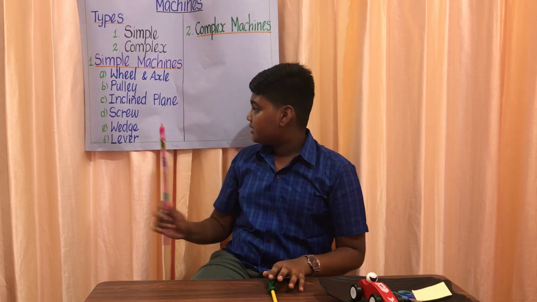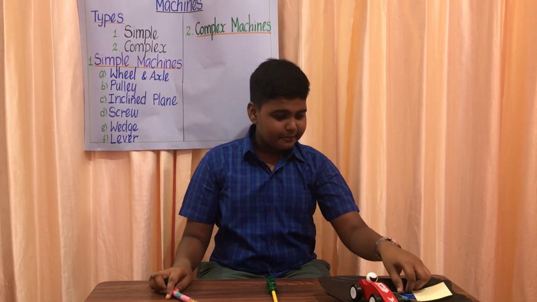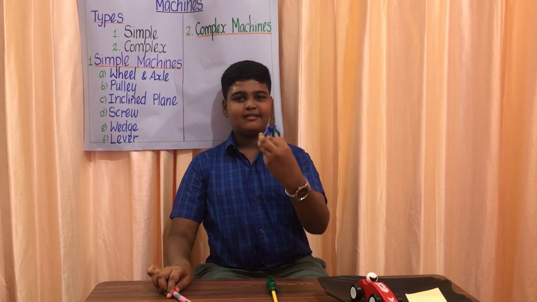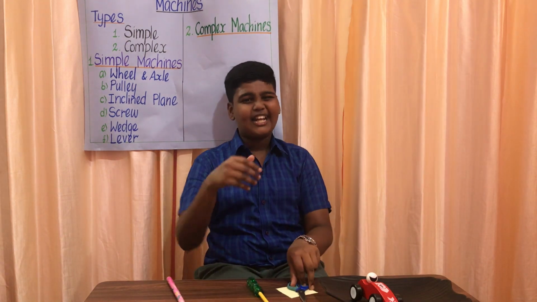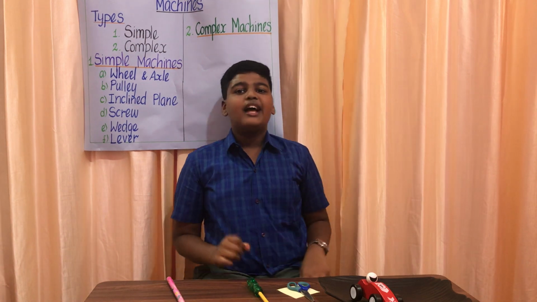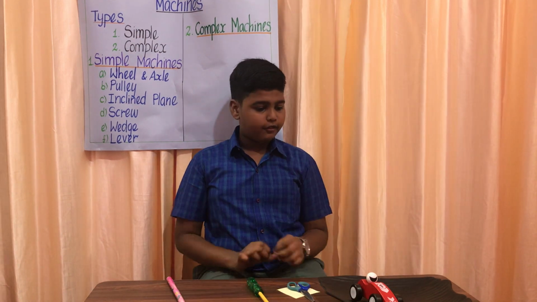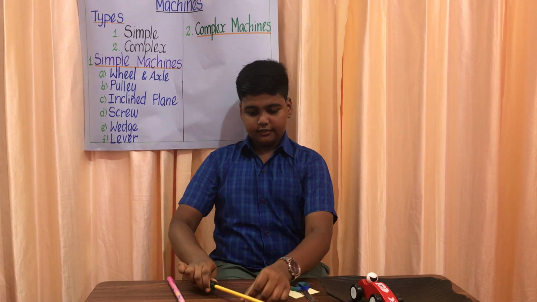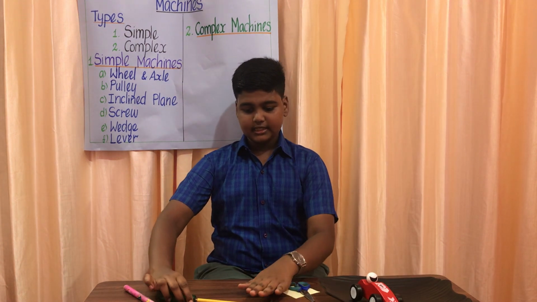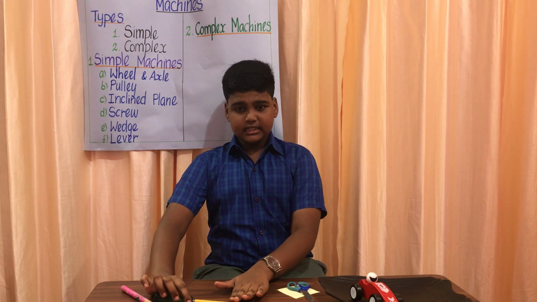So next we will learn about the lever. An example of a lever is a scissor. I will tell you how the scissor works. Before that I need to give the definition of a lever. A lever is a bar. For example, just imagine that this is a seesaw and this is the fulcrum.